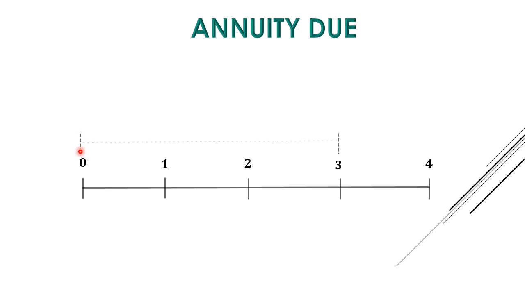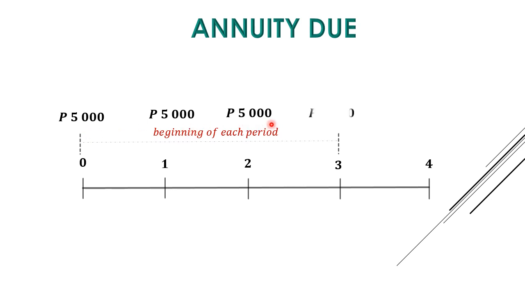So we start here, and the next payment would be at the beginning of the second quarter. So this would be here, and the third payment would be at the beginning of your third quarter, and your last payment would be at the beginning of the fourth quarter. So from here to here is the beginning of each period. Since the periodic payment is 5,000, the first payment would be 5,000, and we have 5,000 for the second, 5,000 again, and the last payment is 5,000.